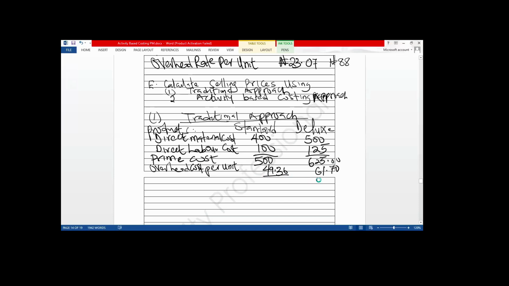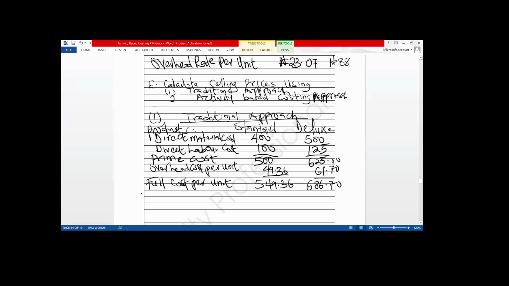You can now get full cost per unit. Please sum. This will give you 549.36, and this will give you, please sum, 686.70. You have gotten the cost.